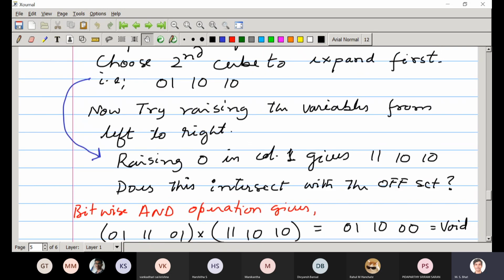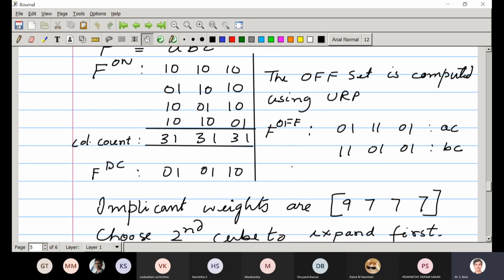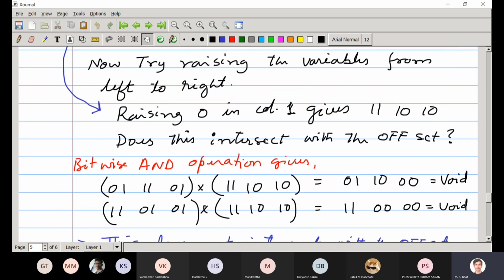Now we have to see whether it intersects with the offset. You know the offset: it is 0 1 1 1 0 1 and 1 1 0 1 0 1. We find the bitwise AND of this expanded cube with the offset. So the first offset cube 0 1 1 1 0 1, bitwise ANDed with the expanded cube 1 1 1 0 1 0, gives 0 1 1 0 and 0 0. The last column becomes 0 0.